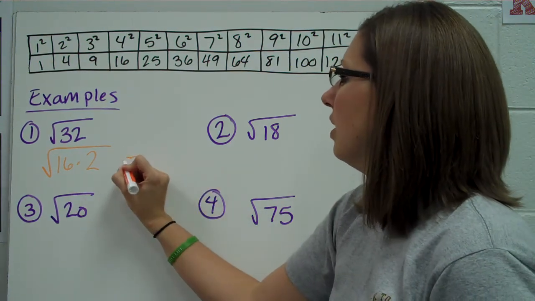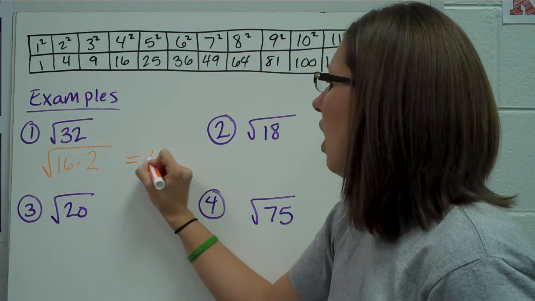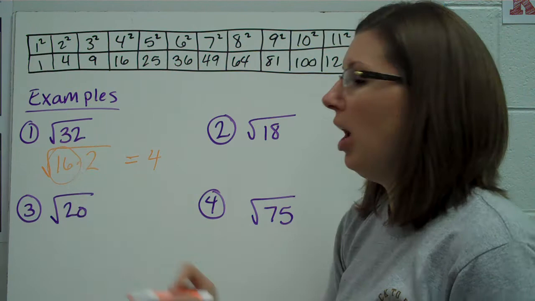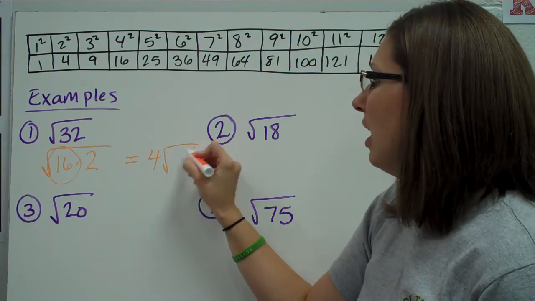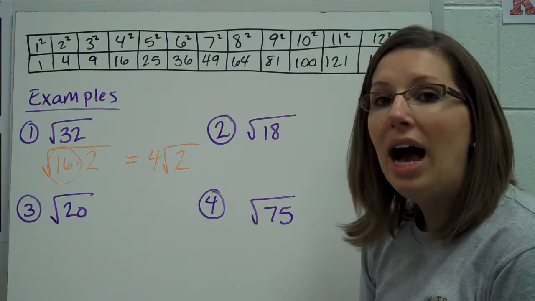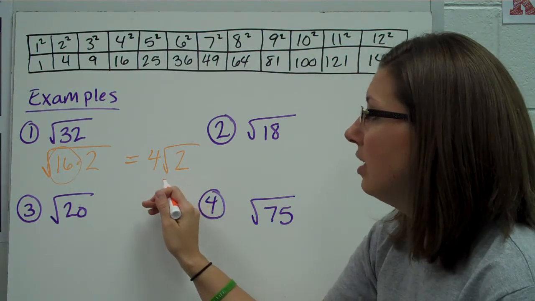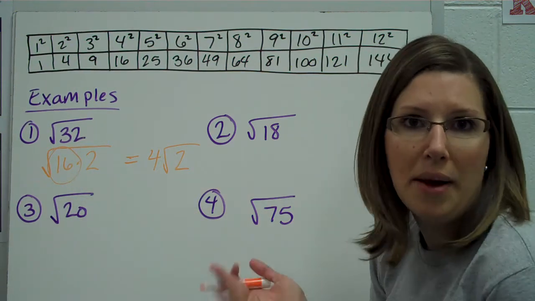So what I'm going to do is literally take the square root of 16 and get 4. So I've simplified this portion of my problem. What's remaining is the square root of 2. I can't simplify that any further. So this is actually the simplest form of this radical. And that's what we're doing today.